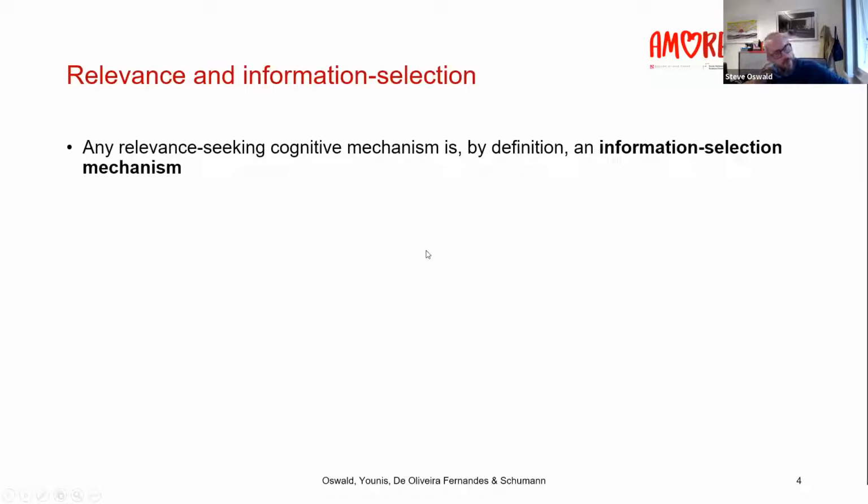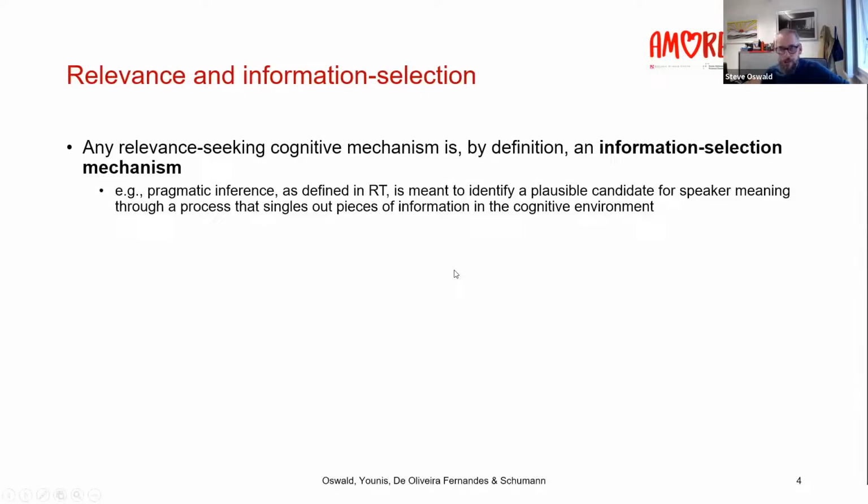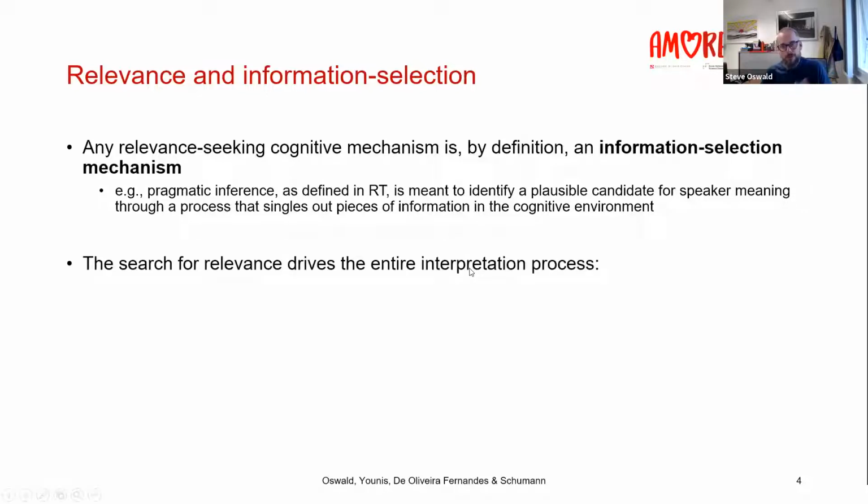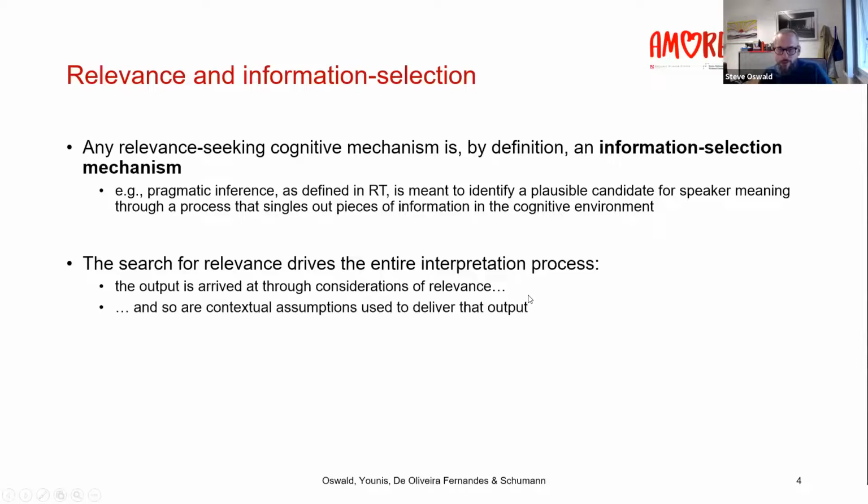Going a bit further, if we think of relevance seeking as a cognitive mechanism, by definition, that's a mechanism that is meant to select information. So pragmatic inference, as defined in the theory, is meant to identify a plausible candidate for speaker meaning through a process that singles out pieces of information in the cognitive environment. So that search for relevance is also taken to drive the entire interpretation process. That is, it constrains the output that is arrived at through considerations of relevance, but it also constrains the search for contextual assumptions that you will use to get there, all right?